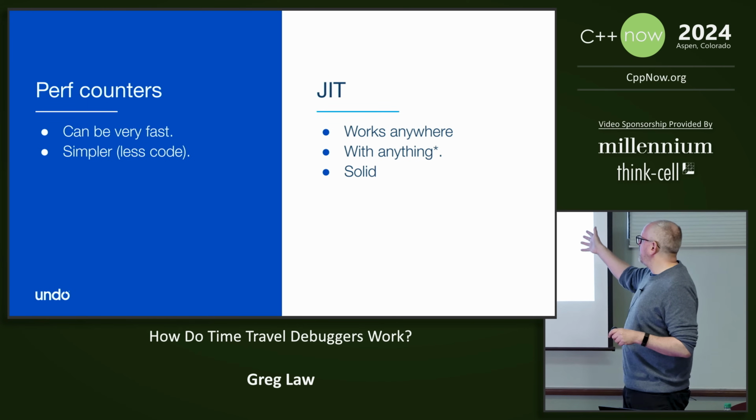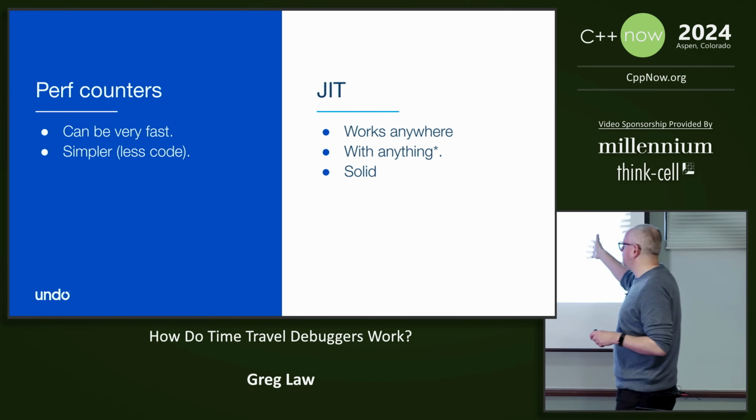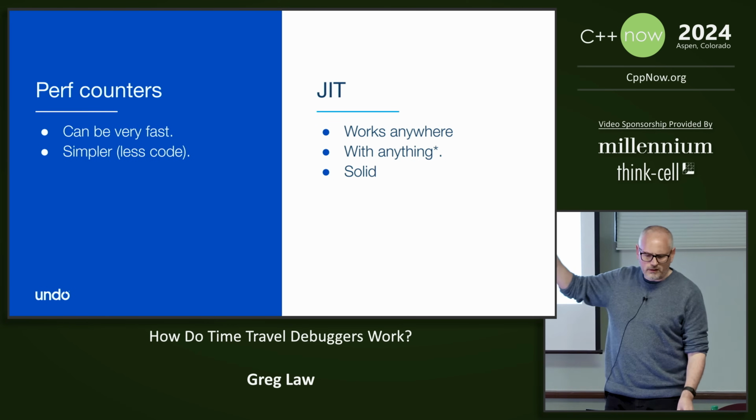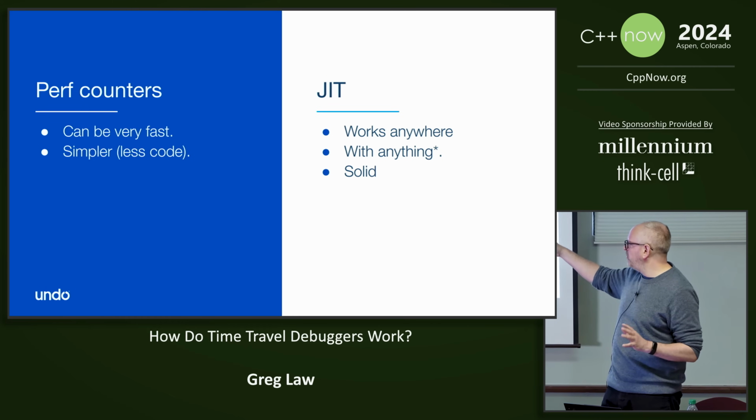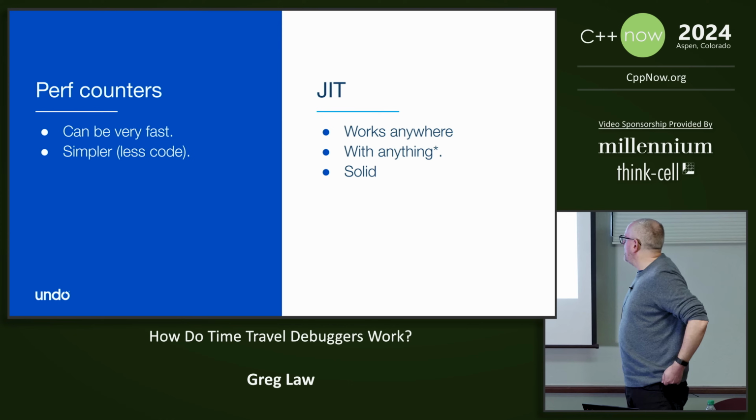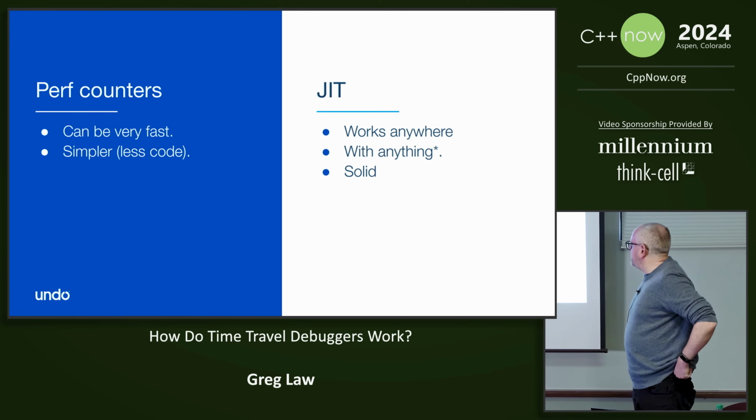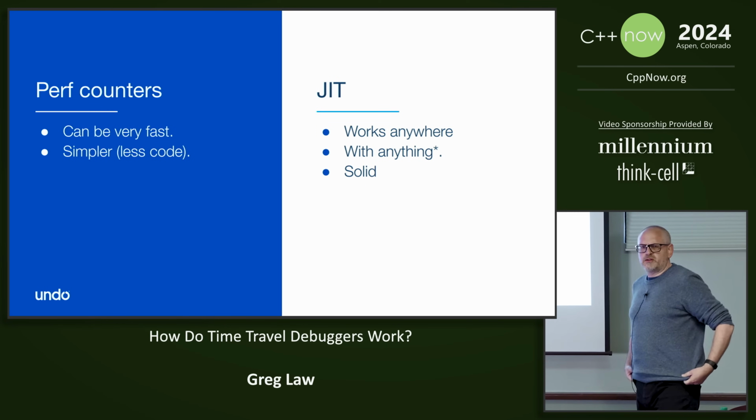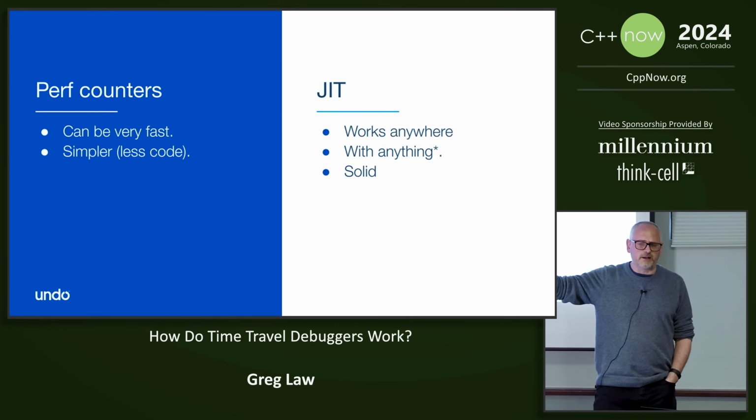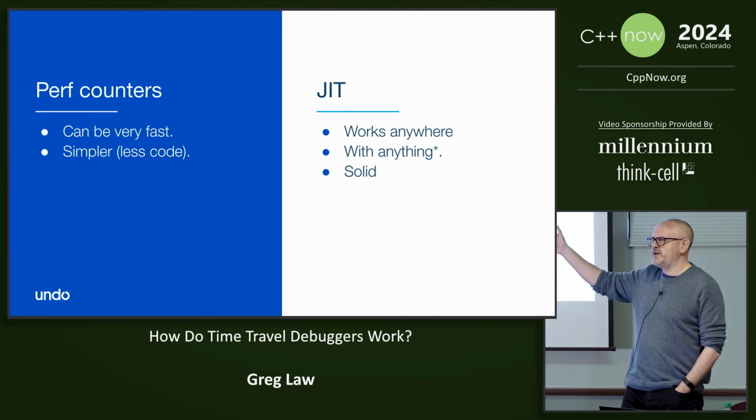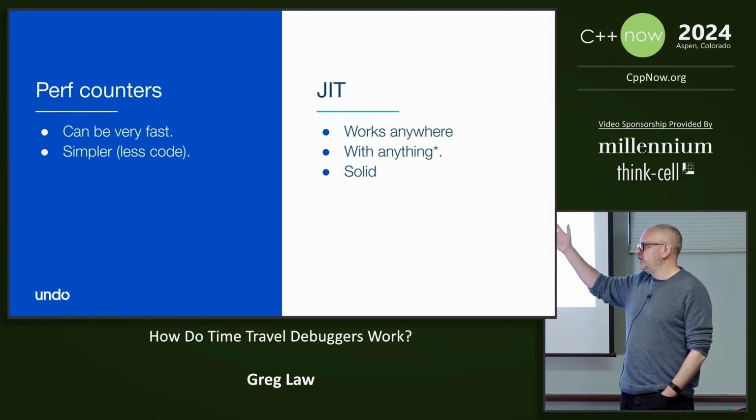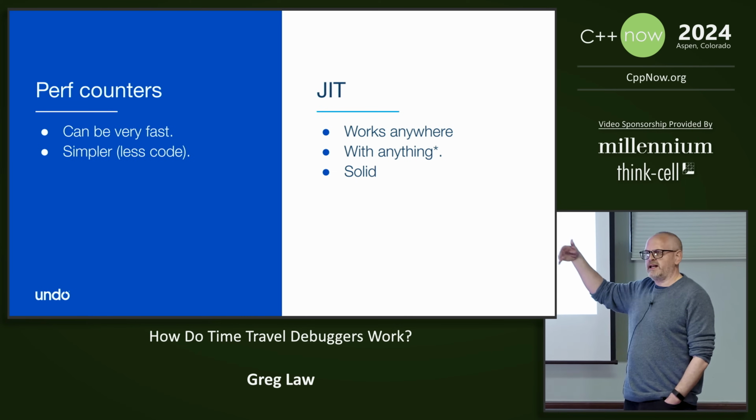But there are advantages to the JIT side. It's what Undo does. It's what the Microsoft TTD does. And actually, replay.io does a kind of combination, because it's a bit complicated. The nice thing about jitting is it's an entirely software solution, so it basically works anywhere. The performance counters often just aren't available. If you're running on a multi-tenant AWS machine, the performance counters are deliberately not exposed to you because there are worries about side channel attacks and the like.